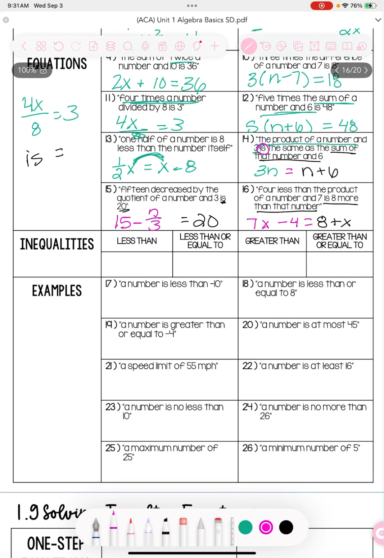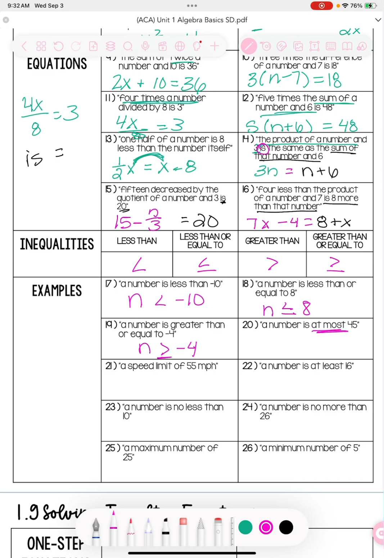Okay, so last is our inequalities part. Less than is that smashed L, less than or equal to, greater than or equal to. A number is less than -10. That number is less than -10. A number is less than or equal to 8. A number is greater than or equal to -4.